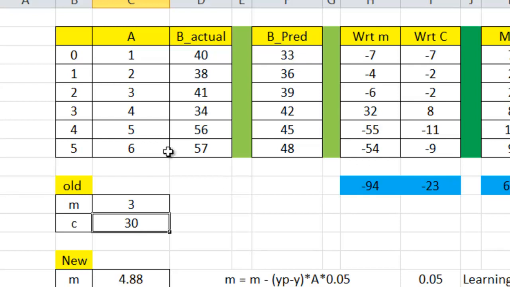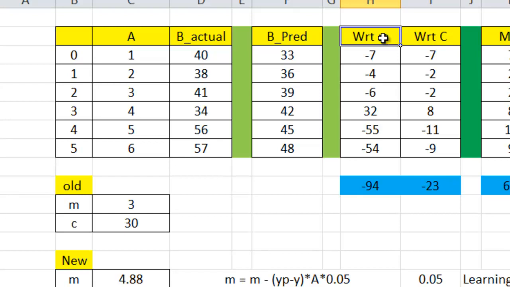So how to calculate this? y is equal to mx plus c. This is m, this is x, the column of A is what we call x, plus this intercept. 3 into 1 plus 30, then 3 into 2 plus 30, 3 into 3 plus 30; we have calculated the predicted values. Then this is the difference between the actual and the predicted value multiplied by A. Why are we multiplying? We have to calculate the partial derivatives with respect to both m and c so that we can arrive at the local minimum.